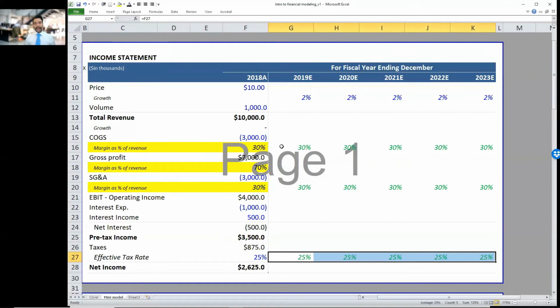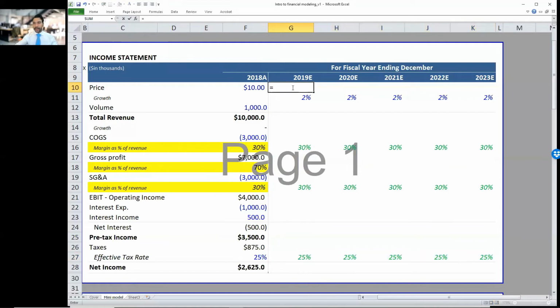And for the most part, now we have all of our driving variables that will determine our top line revenue number, will determine our cost structure expenses, and our bottom line number, which is net income. So let's go ahead and first populate the first year, which is 2019. And we're going to do as follows. So my price is going to grow at the rate of inflation, which is 2%. That's what I have here in terms of revenue growth.